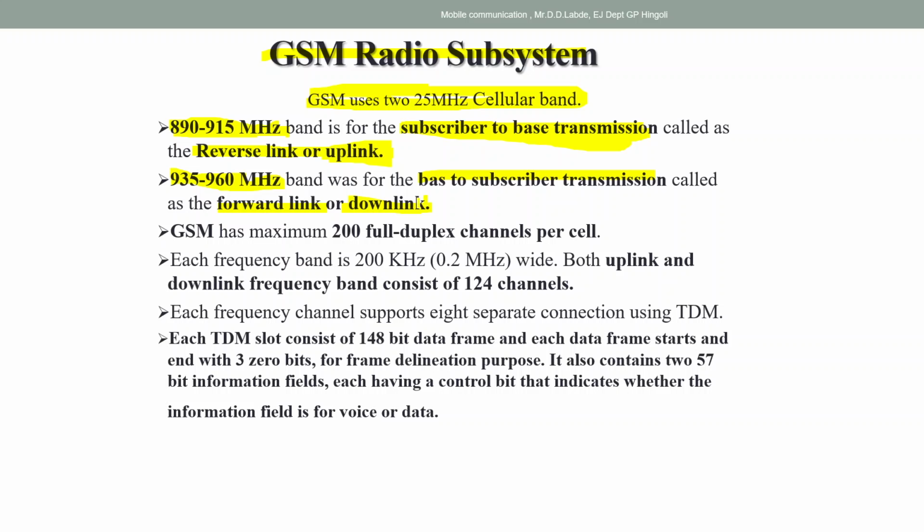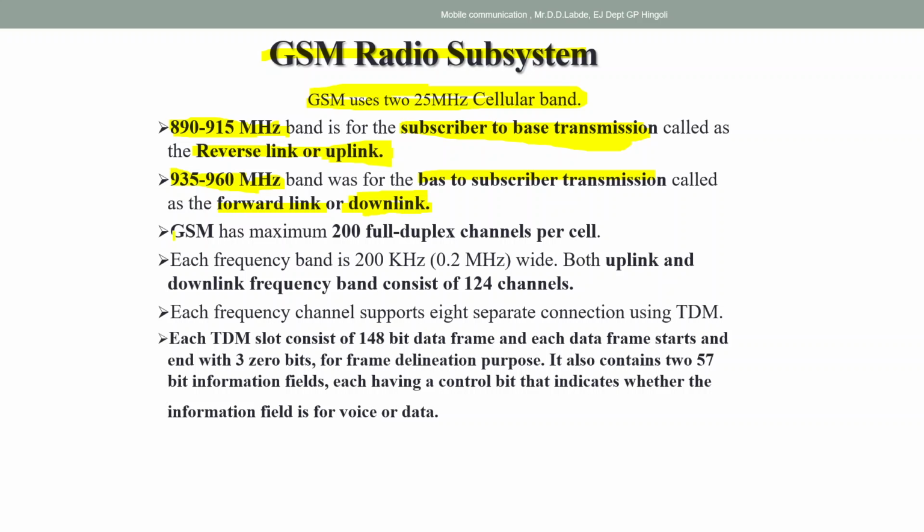Means for your GSM system to transmit the signal from subscriber to base station or base station to subscriber, there are two frequencies, that is uplink frequency and downlink frequency. Uplink means from subscriber to the base station and downlink means from base station to the subscriber. Uplink frequency is from 890 to 915 megahertz and downlink frequency is from 935 to 960 megahertz.